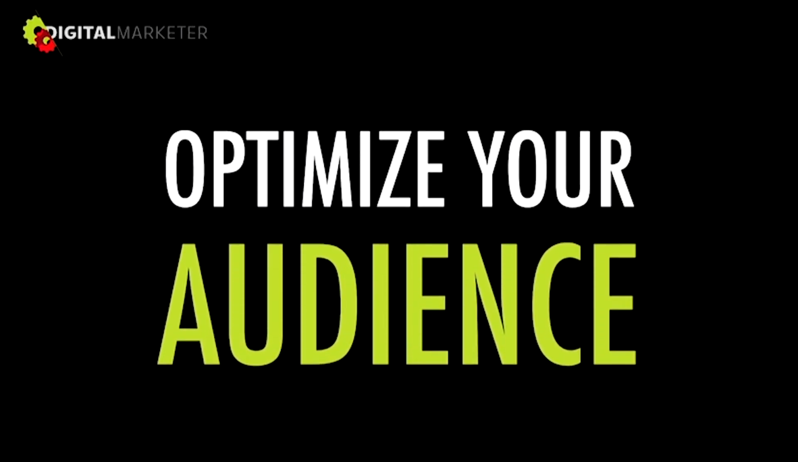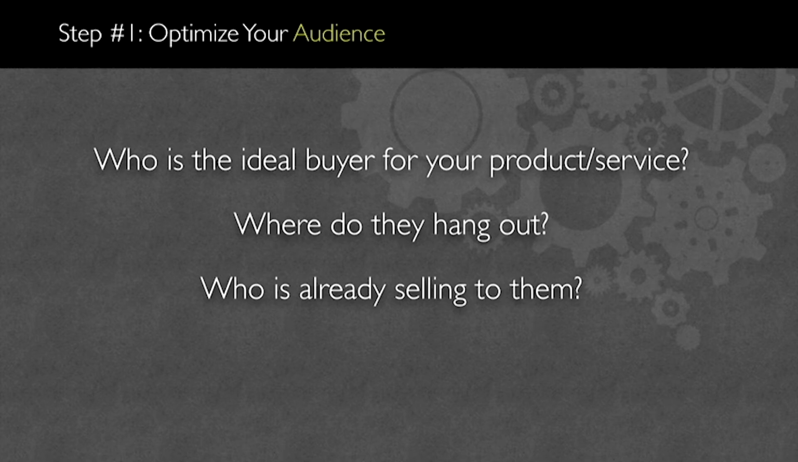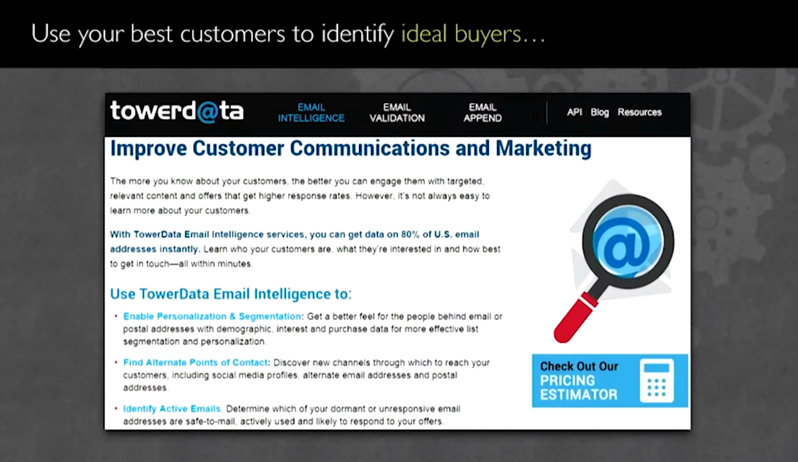How do we optimize the audience? First, you need to know who the ideal buyer is for the product or service. Where do they hang out? Who's already selling to them? And how can you best target them? One of the tools that we use regularly is Tower Data. So if you have buyers already, doesn't it make sense to run them through a tool that will tell you all about their interests, where they hang out, what they do, so that you can target them better?